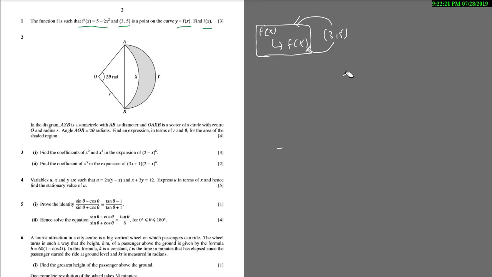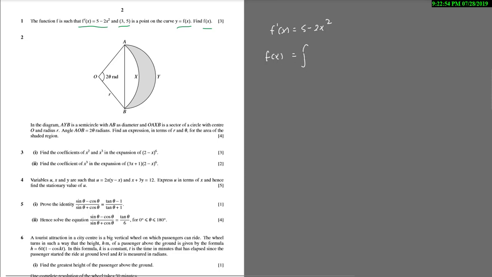One thing I want to tell you is that to change from derivative to the original function, you need to apply the integration process. So let's do this. The derivative is f'(x), which is 5 minus 2x squared. Let's apply the integration. When you apply the integration, it's going to be changed into the real equation, with dx and then plus c.